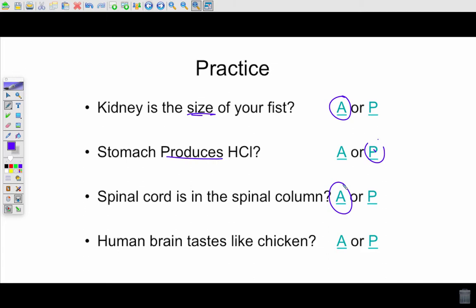And this last one, human brain tastes like chicken. Take some time to digest that, pun intended. Okay, this one doesn't talk about the human brain doing anything. It just talks about what it tastes like. So that's what it's made of. What it's made of is what makes it taste like that. So that is anatomy.